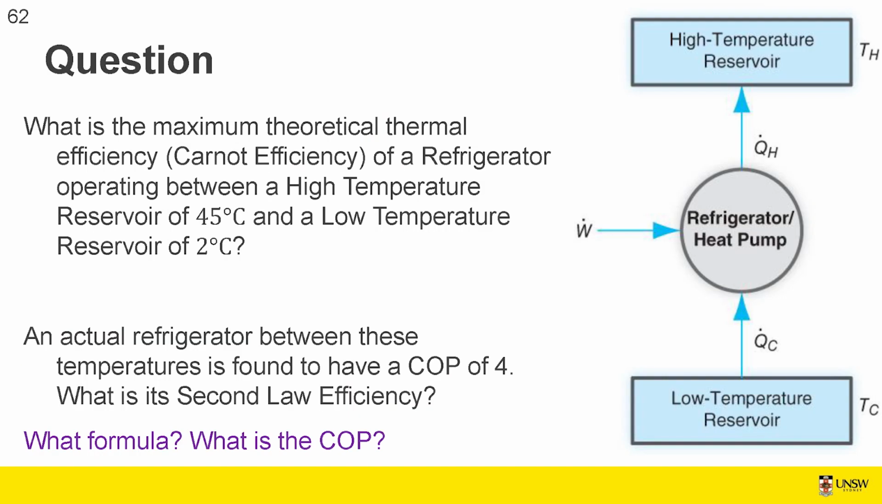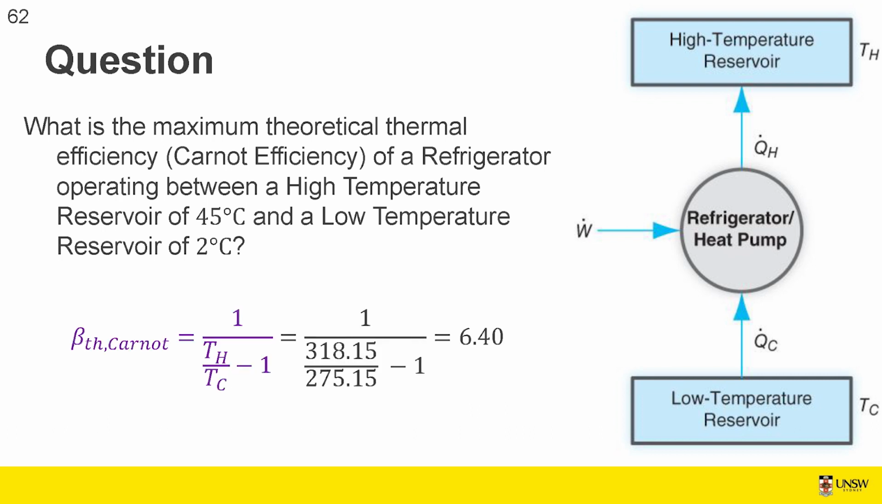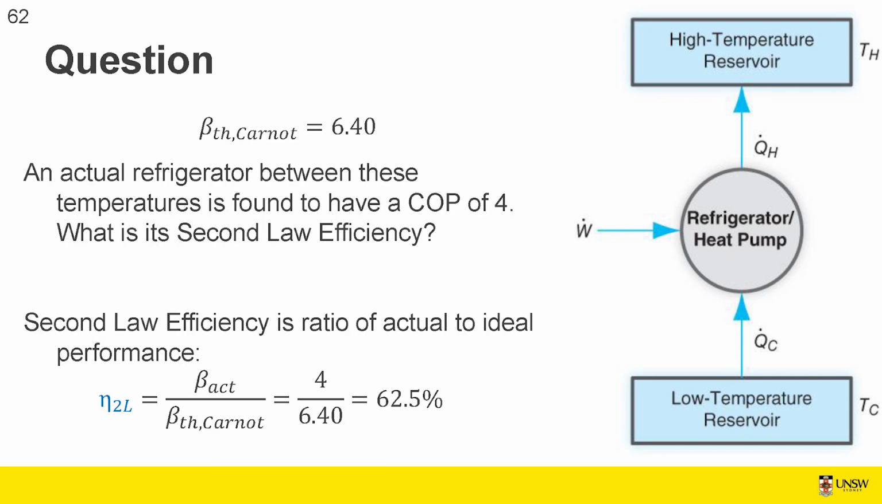So then we say, well, the refrigerator you're buying has a coefficient of performance of 4. What's the second law efficiency? And so is 4 good or bad between these temperatures? There's our thermal efficiency. Our second law efficiency, eta second law, is whatever our actual device is operating at divided by what the Carnot would say it should be operating at, which is 4 divided by 6.4, so 62.5%. So you're 62.5% of the way towards an ideal cycle.